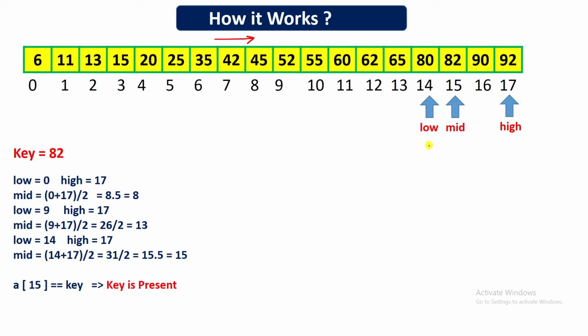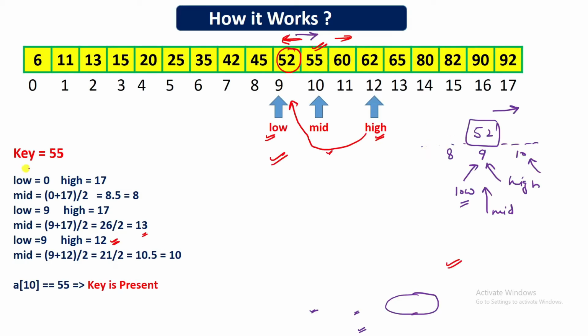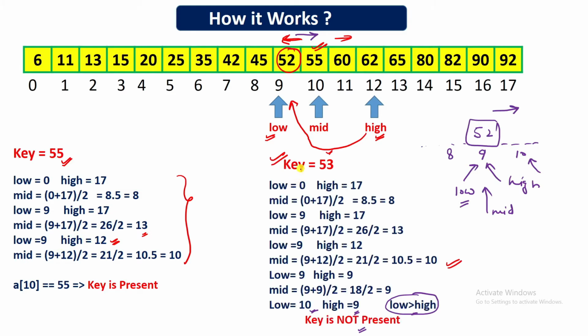And we saw another example also in which the high pointer can also change. So this was that example. If you want to search for 55 and apply binary search, you saw that your high pointer was also changing from 17 to 12 at one point of time. So your low and high pointers keep on changing. And if the element, let's say 53, you want to search is not present in this array, then your answer will come as key is not present.